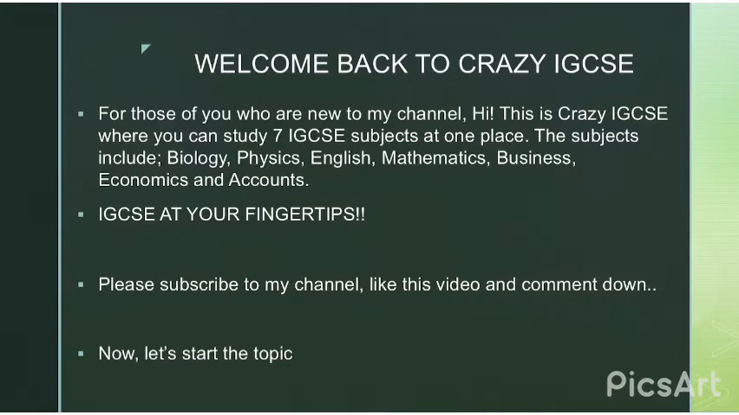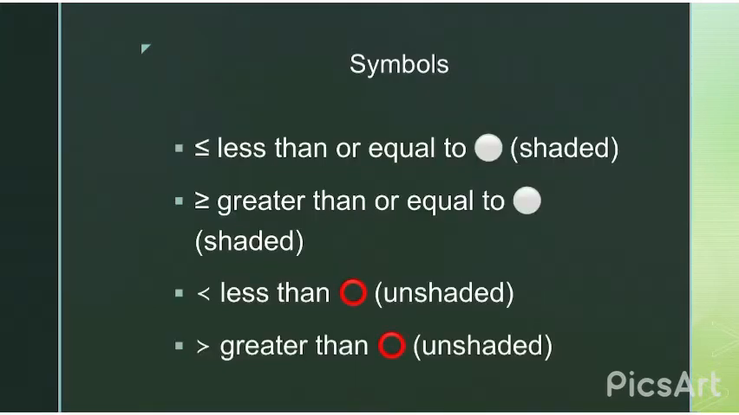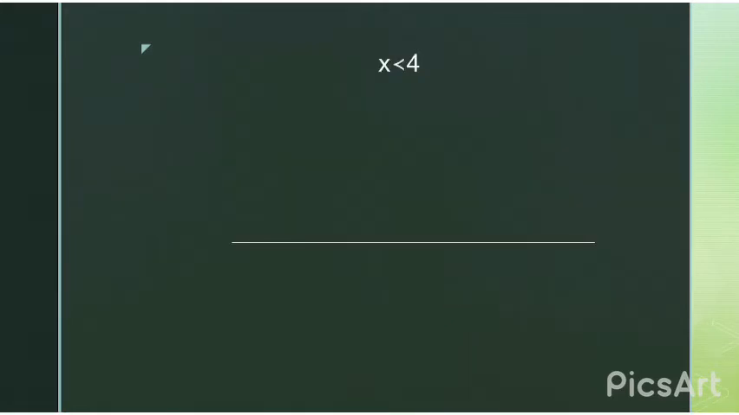Now let's start the topic. Here are certain symbols you need to learn: the less than or equal to sign, the greater than or equal to sign, less than, and greater than. Remember that the signs with a dash below, less than or equal to and greater than or equal to, will be shaded, which means the circle you make will be colored. However, for less than and greater than, they will just be normal circles without being shaded.